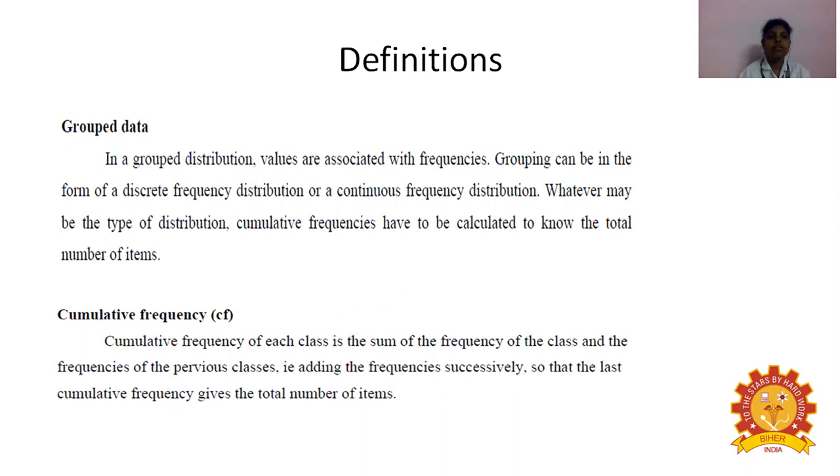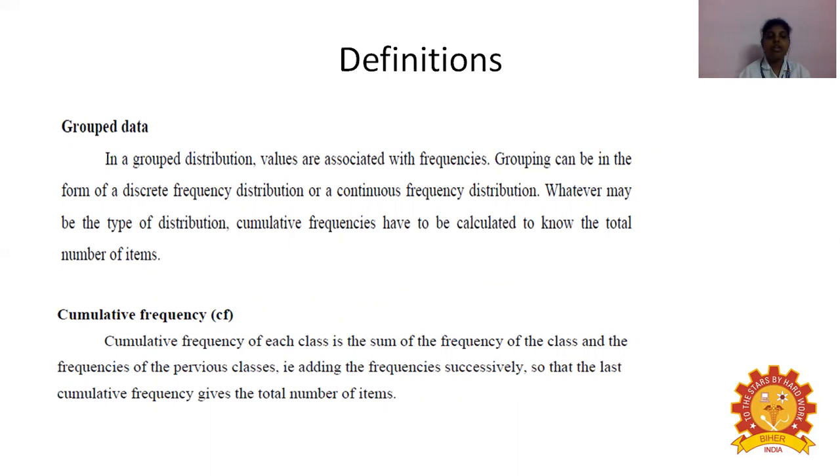Next, definitions for grouped data. In a grouped distribution, values are associated with frequencies. Grouping can be in the form of a discrete frequency distribution or a continuous frequency distribution. Whatever may be the type of distribution, cumulative frequencies have to be calculated to know the total number of items.